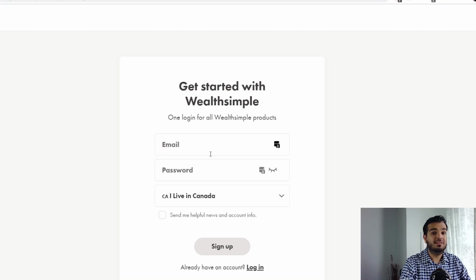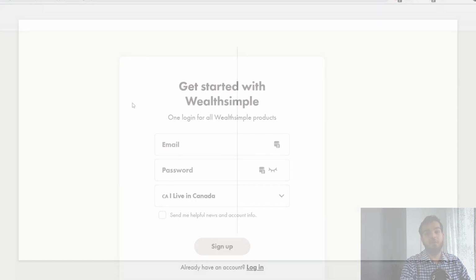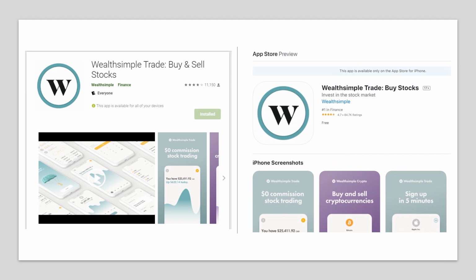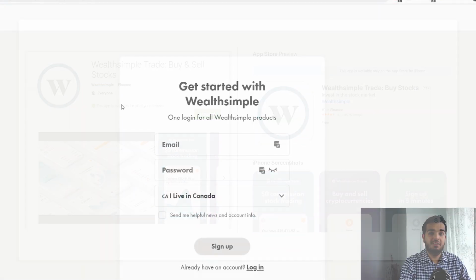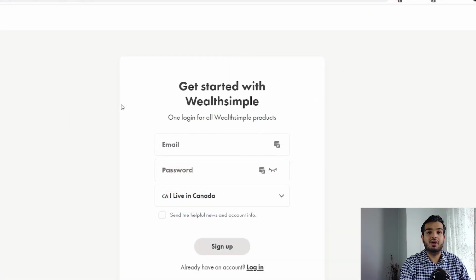Throughout the process, it might take about 5 to 10 minutes, and you can either use the desktop app, like I have over here, or you can use the Android or iOS app to sign up. And from there, you'll have to enter your own information and agree to account documents in order to get started.